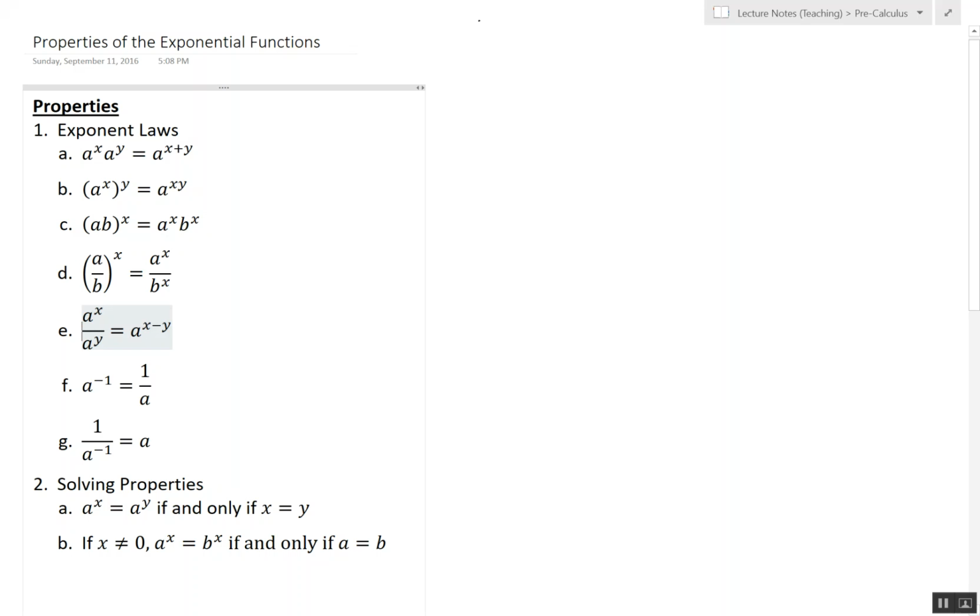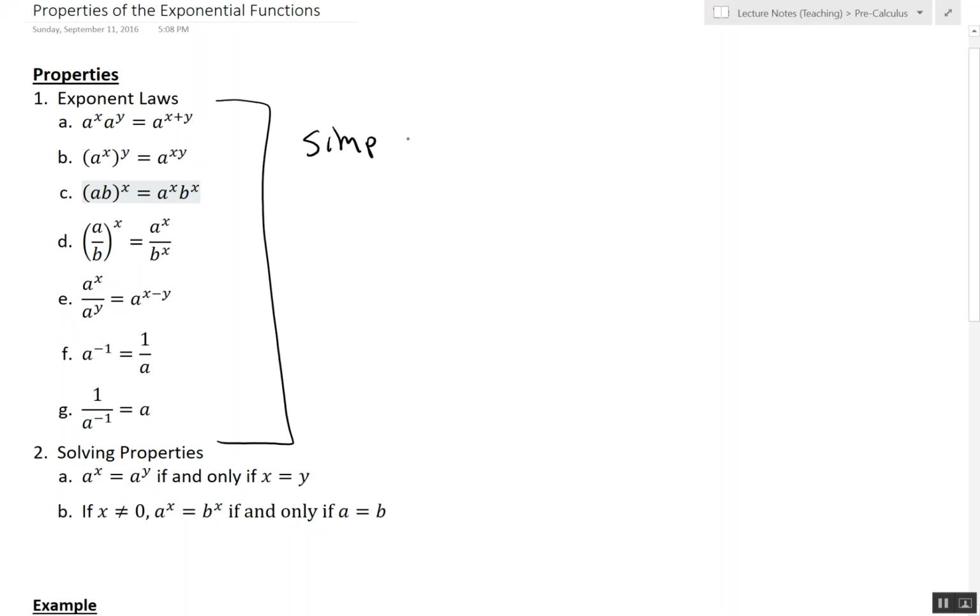Hi everybody, welcome back. We are now going to talk about some of the properties of the exponential function. They kind of fall into two categories. These are the exponent laws. And basically the exponent laws are there to simplify or rewrite an expression.